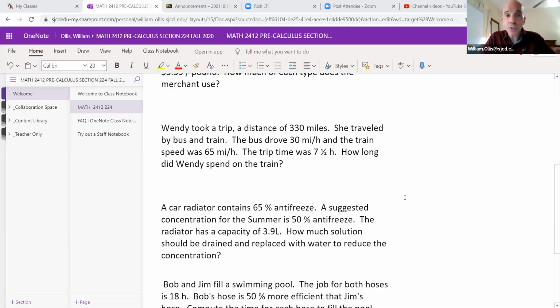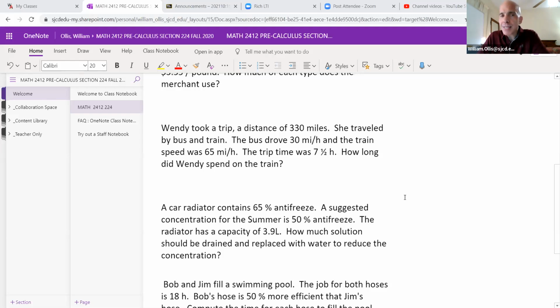It says Wendy took a trip, a distance of 330 miles. She traveled by bus and train, and we're assuming that she got from the bus to the train without lapse of time. So, Superman type thing. The bus drove 30 miles per hour, so that was a nice leisurely drive on the bus to see the beautiful scenery. And the train speed was 65 miles per hour. Okay, rates, great to know the rates. That helps us out. Then we're told that the trip time, here's another fraction, was 7.5 hours.